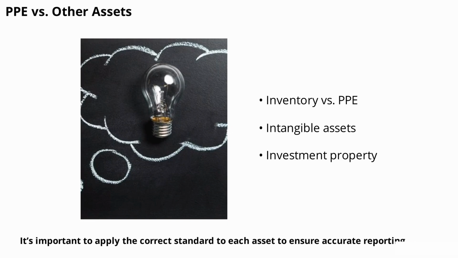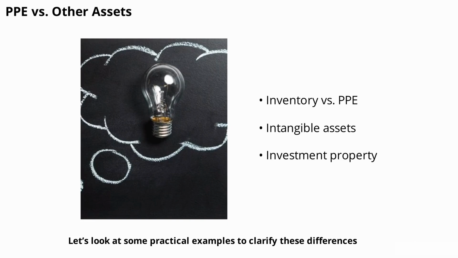It's important to apply the correct standard to each asset to ensure accurate reporting. This distinction helps organizations present a true and fair view of their financial position. Let's look at some practical examples to clarify these differences.